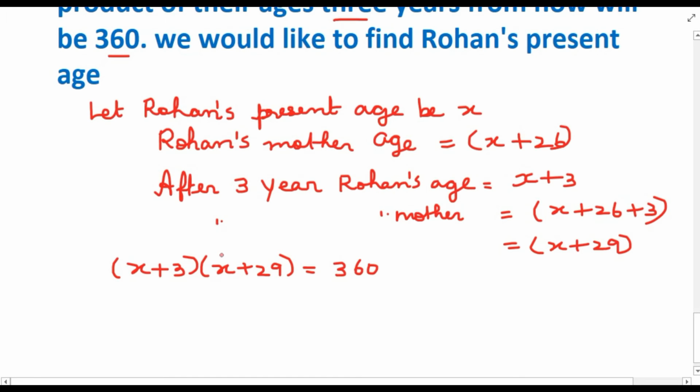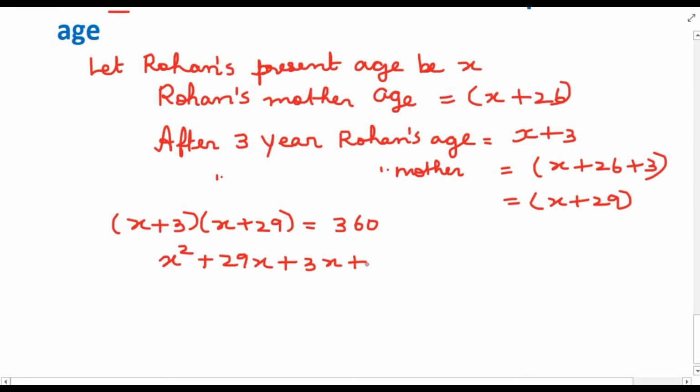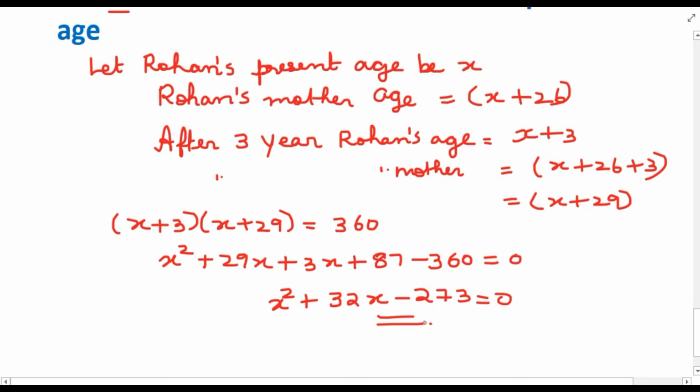So we need to frame this now. X square plus 29x plus 3x plus 29 into 3, which is equal to 87. Bring that 360 to the other side. So we have x square plus 29x plus 3x, which is 32x, minus 273 equal to 0. So this is the quadratic equation.